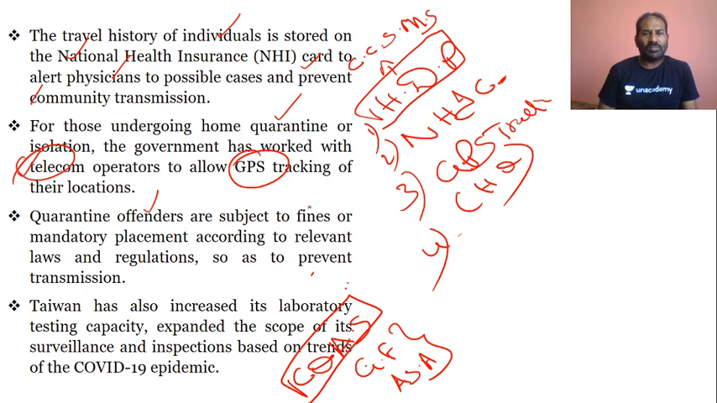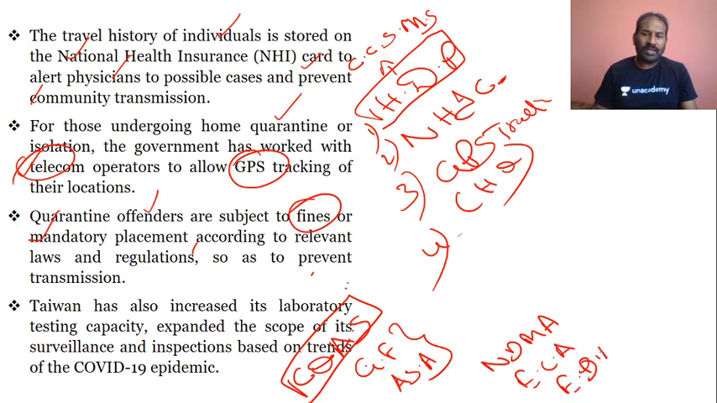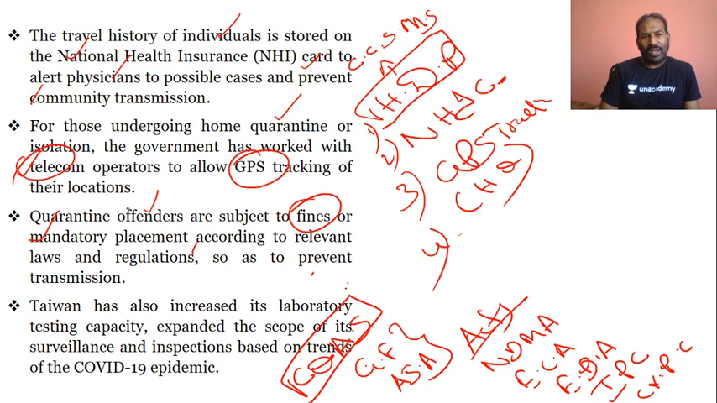So quarantine offenders are subject to fines. What is important is they have gone ahead with fines or mandatory placement according to relevant laws and regulations. So definitely India also has the laws and regulations. Please see, look at how I am trying to show what Taiwan had, and then how India has also gone ahead. So India has also gone ahead with the National Disaster Management Act, Essential Commodities Act, Epidemic Disease Act, Indian Penal Code, and then Criminal Procedure Code. So India also has gone ahead with various acts, and also in regards to the geofencing or Arogya Setu app, in trying to link or identify the offenders.